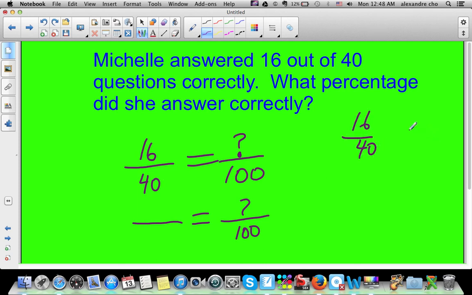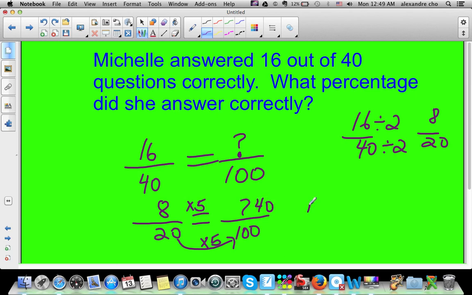Let's see if dividing it by 2 helps. 16 over 40, divide top and bottom by 2, gives you 8 over 20. And automatically, you should realize that it does help. So instead of 16 over 40, we're going to write 8 over 20. And 20 to 100, there's a nice whole number relationship. It's times 5. So I'm going to multiply the top times 5, and I get 40. So Michelle got 40% correct. Not a great test score, but that's what you got.